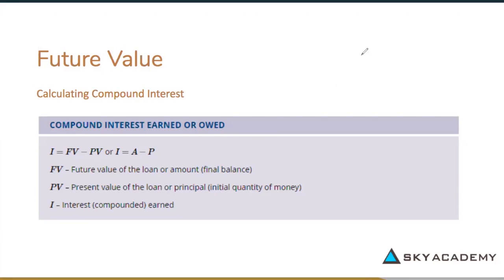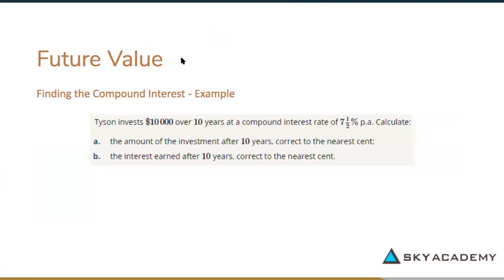So let's have a look at some examples. Tyson invests $10,000 over 10 years at a compound interest rate of 7.5% per annum. Calculate A, the amount of the investment after 10 years, correct to the nearest cent. So for A, first thing we do is we write down our formula, which is future value equals present value times 1 plus the rate to the power of n. Now we need to fill in what we know. So the amount of the investment will be the future value.